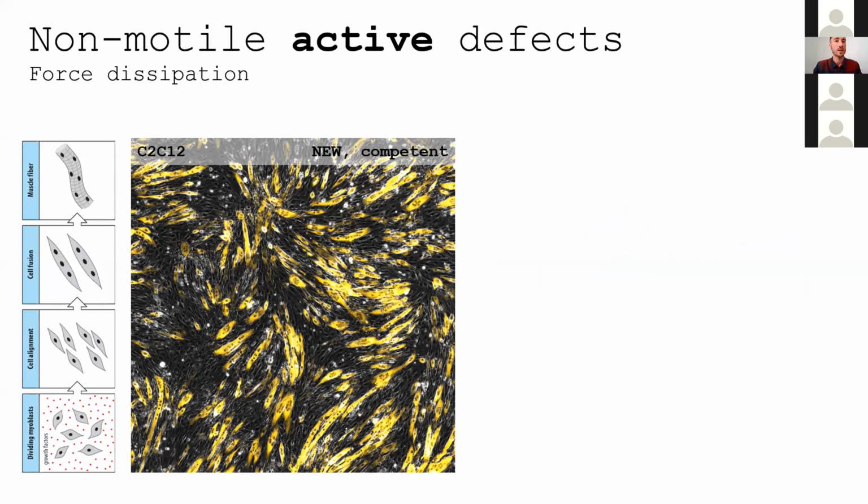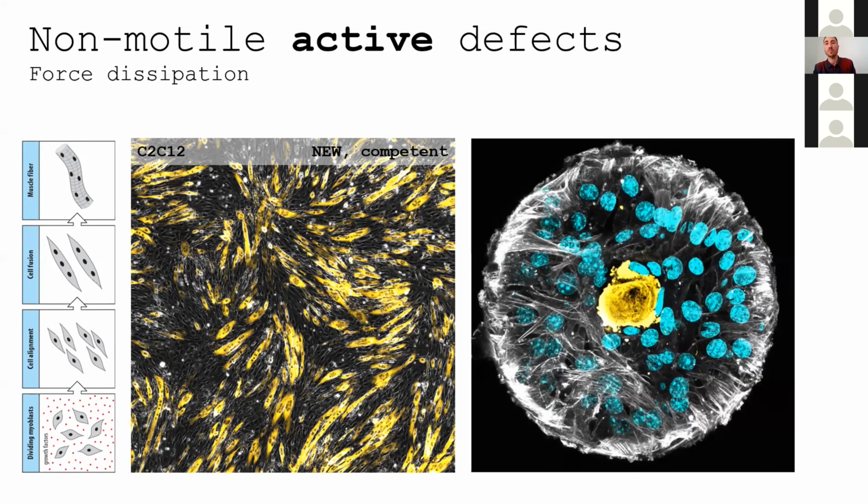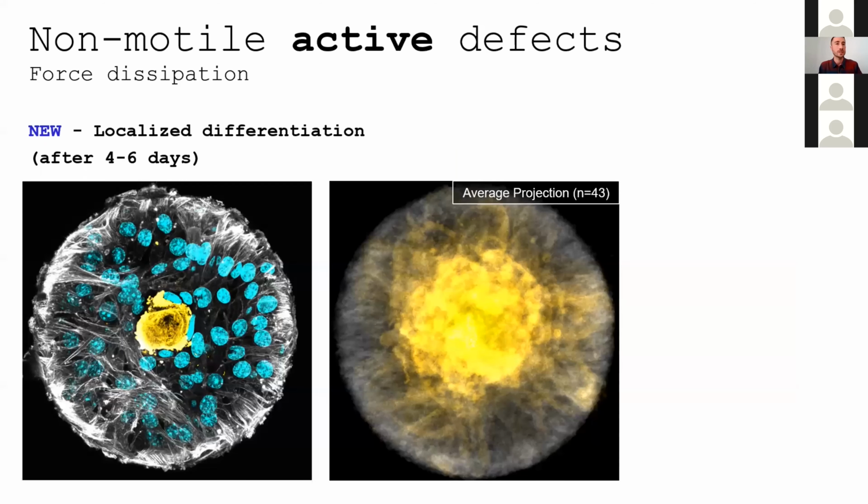Here we stained myosin heavy chain, which is the protein that these cells express once they have fused and are differentiating into muscle fibers. When we use these cells in our islands and stain the same protein, this is probably the most beautiful example, but if we do an average, you see that the expression of this protein is happening at the very center of these islands, where in principle the pressure is the highest. So this is how the force is dissipated in these islands.